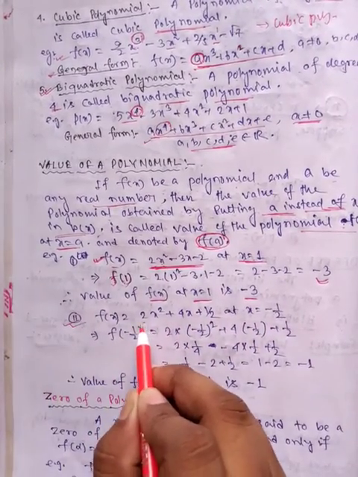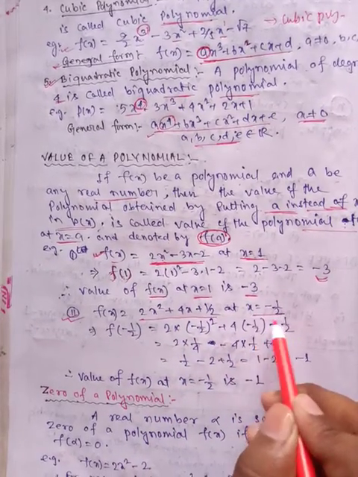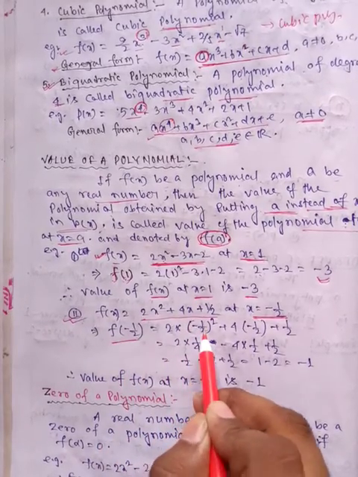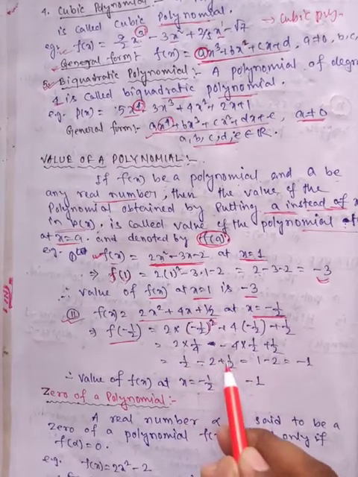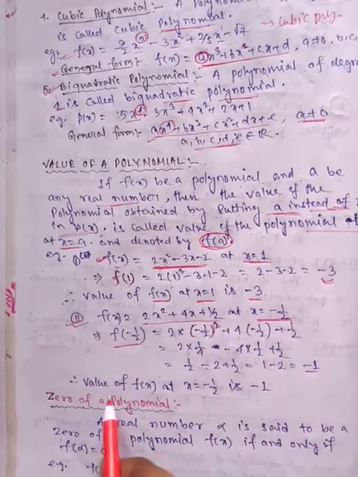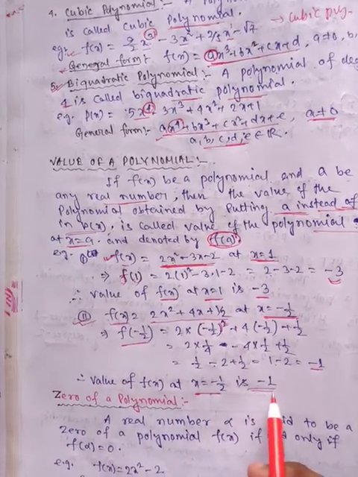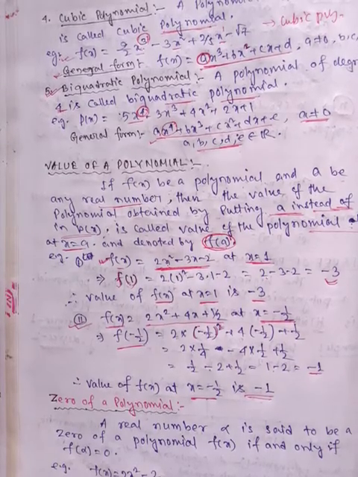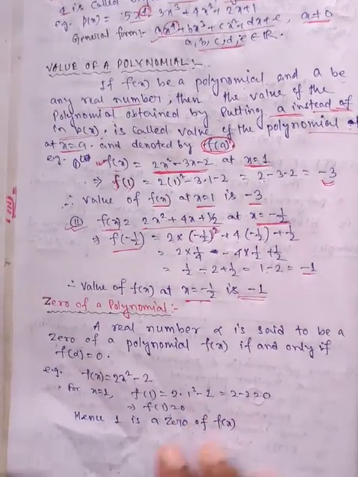Similarly, if you take f(x) equals 2x square plus 4x plus half, and you have to find the value of the polynomial at x equals minus half, then f of minus half equals 2 into minus 1 by 2 whole square plus 4 into minus half plus half, that is a calculation, that is half minus 2 plus half, that is 1 minus 2, that is minus 1. So the value of the polynomial f(x) at the point x equals minus half is minus 1. Okay. So for finding the value of the polynomial, you should put the value in place of x. Just put the value and do the calculation.